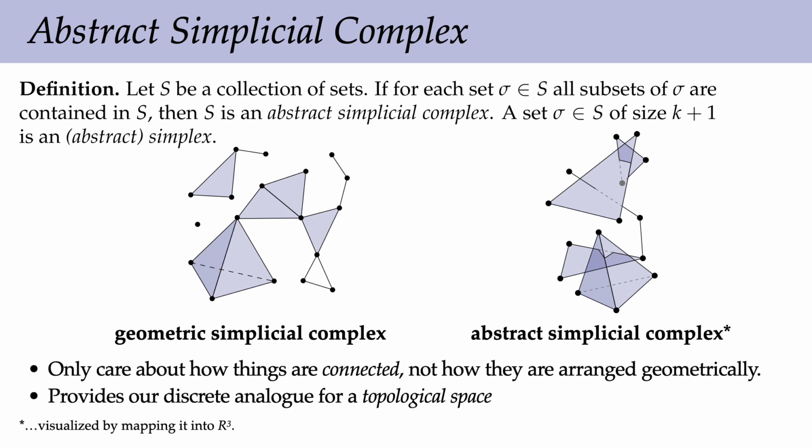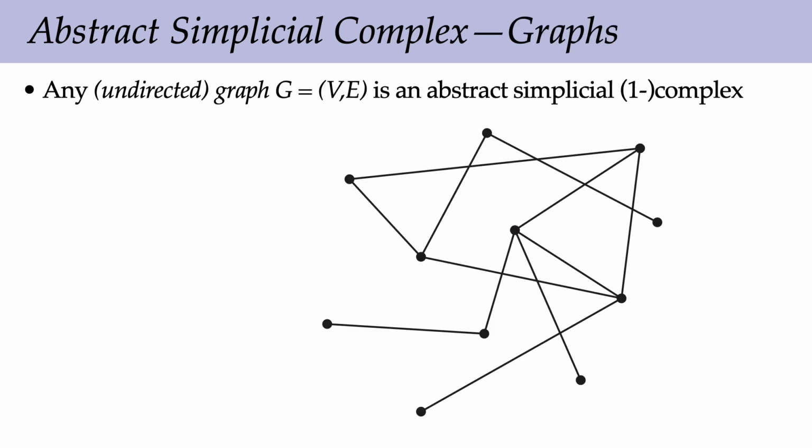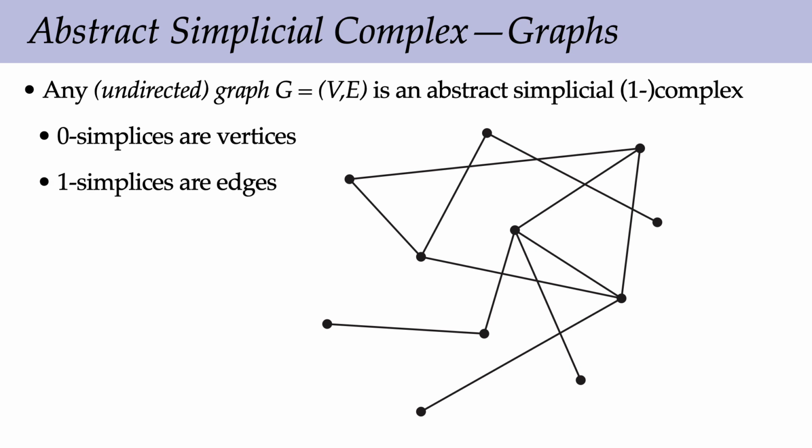It gives us a notion of how our geometry is connected up without worrying about what shape it is or where it sits in space. Okay. An important example of an abstract simplicial complex, which you might have encountered before, is a graph. An undirected graph G equals (V, E) is an abstract simplicial 1-complex. Why do I say it's a 1-complex? Well, because the highest degree of any simplex is 1. We just have edges and vertices. Right? So the 0-simplices are vertices, the 1-simplices are the edges.